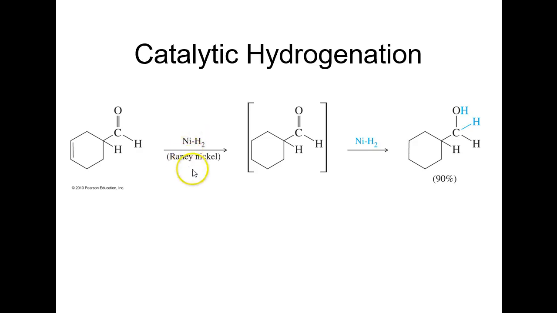It's basically the element nickel with hydrogen absorbed onto it. Okay. Now, the thing about hydrogenation is that if you have more than one functional group that has a pi bond, it reduces all of your pi bonds. So Raney nickel will reduce your carbonyl, but it'll also get rid of your carbon-carbon double bond. If you just wanted to reduce the carbonyl, then you would use sodium borohydride or LAH, because those won't touch the double bond.